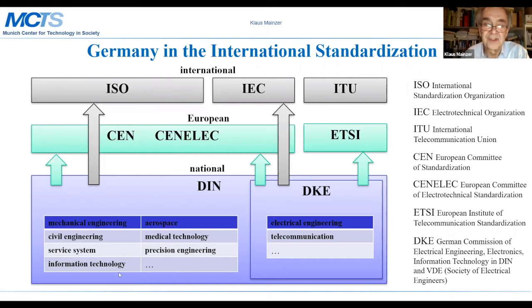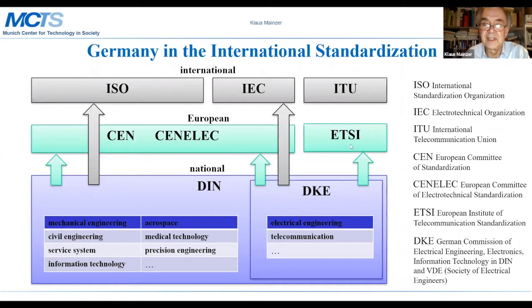It is obvious that it is not sufficient to consider only the national standards. That is done on the national level here with the blue color. That is on the one side DIN, which I explained before with their special fields of application. And it is the DKE, that is the German Association for Electrical Engineering and Information Processing.